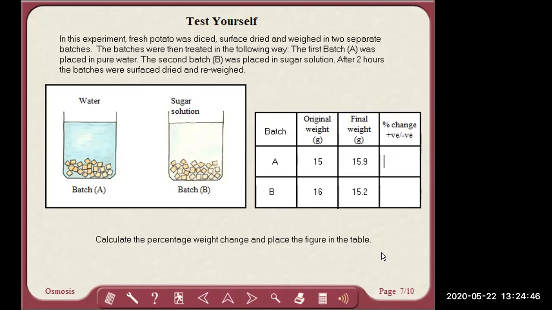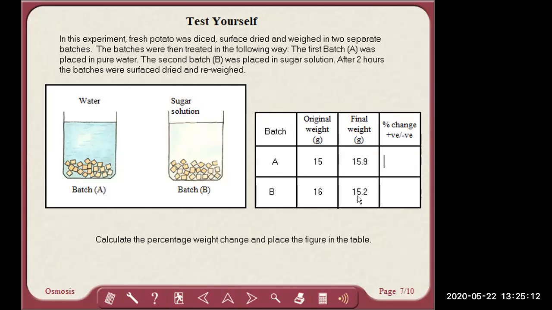Okay, so this is a simple operation for you. Now we're looking at the percentage weight gain or weight change. So this one was put into pure water, similar amount of potato, and this one was put into a sugar solution. Now, as you see here, at the beginning this was 15, and this was 16, and we notice that this now becomes 15 point what?